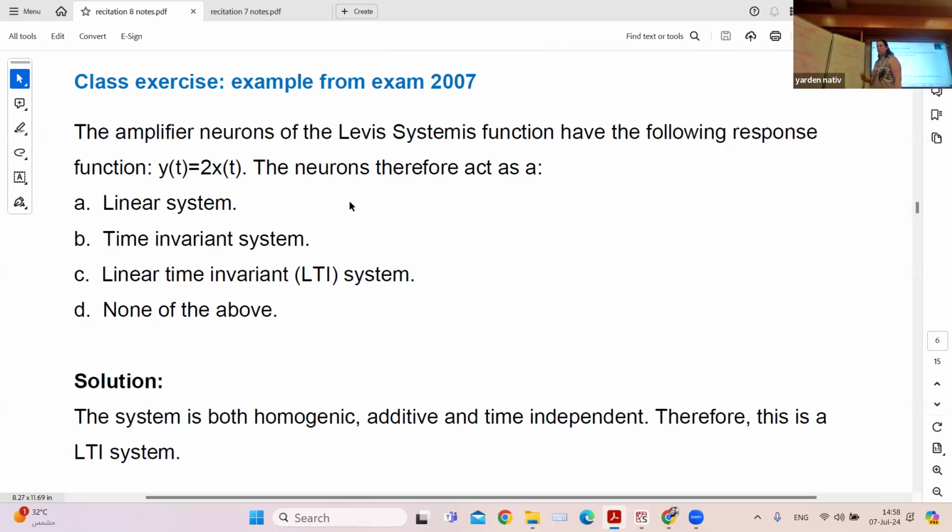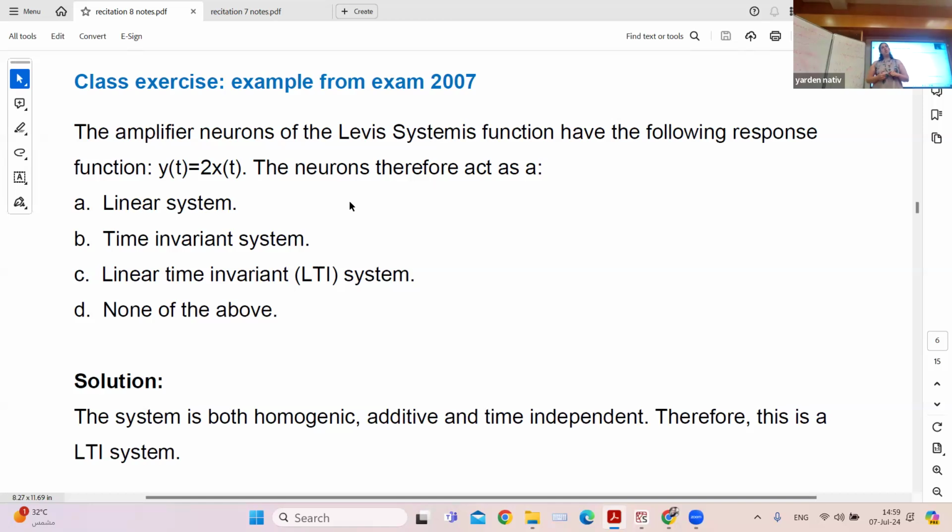So let's say, for example, that y(t) equals 2x squared. Is this one a linear system? No, right. Why? Because if I have an input of x1 plus x2, then the output is (x1 plus x2) squared, right? But if I have y(x1) plus y(x2), this equals x1 squared plus x2 squared, and they are unequal to each other. Therefore, this is not a linear system.